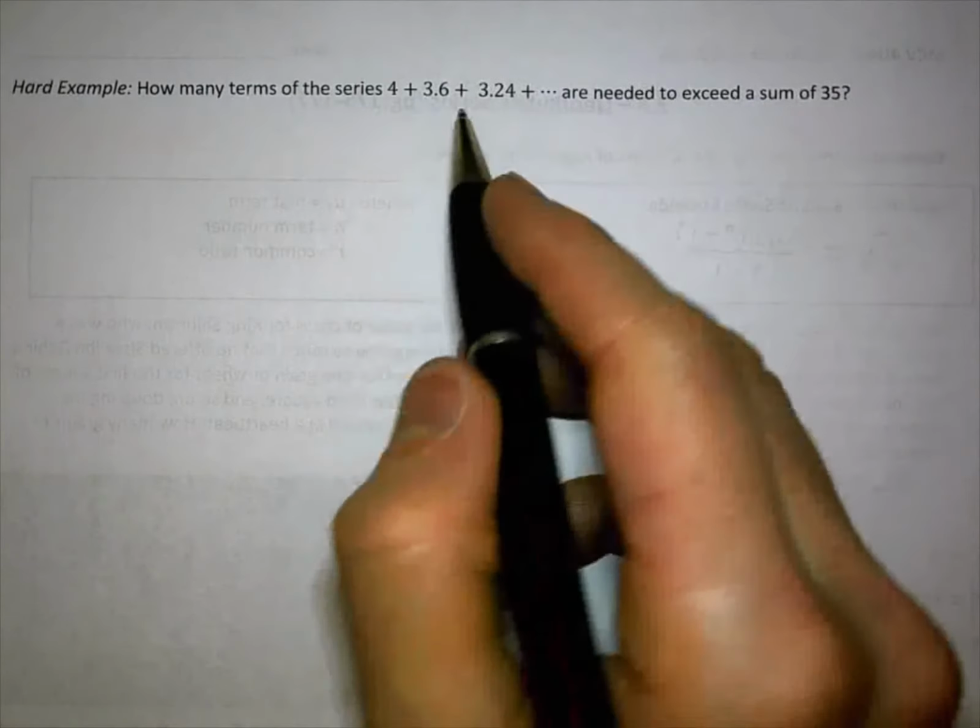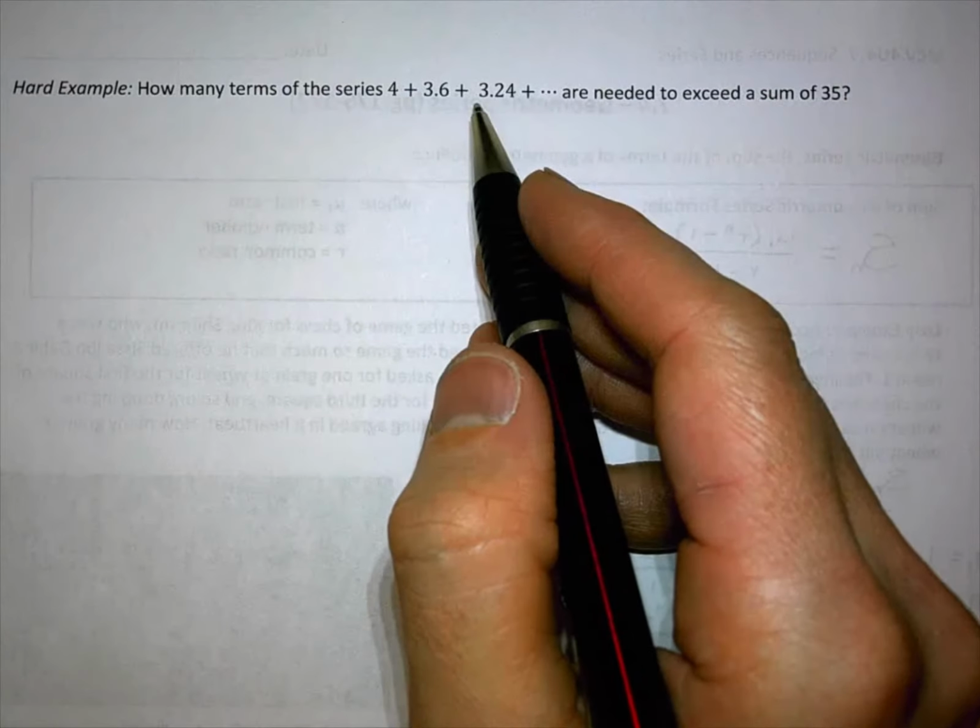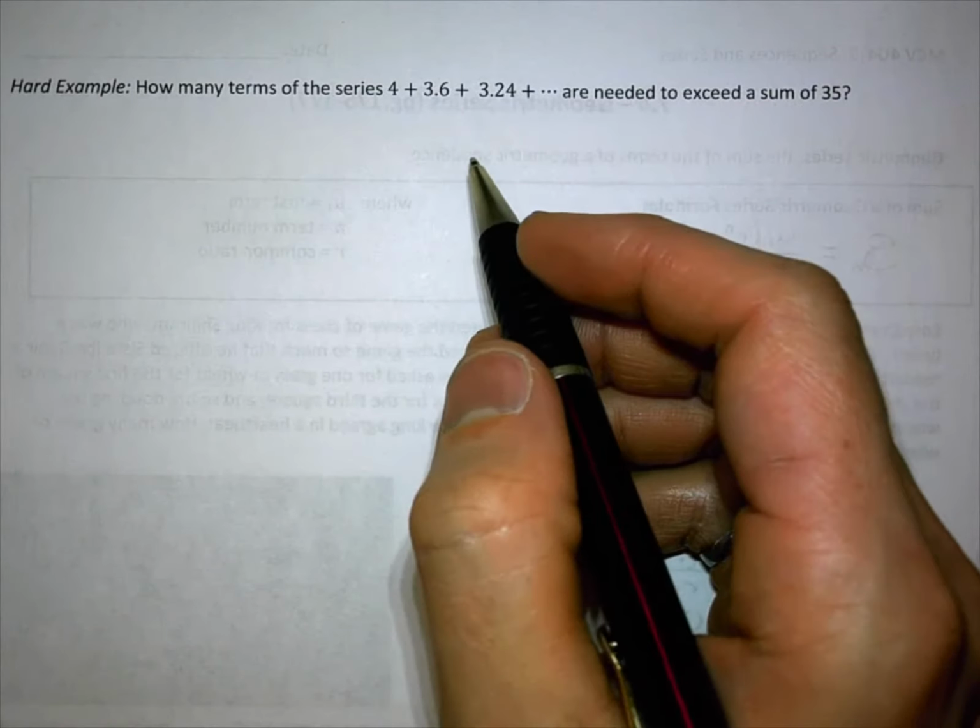Let's turn the page and do one more. We'll call it the difficult example, the hard example. How many terms of this series are needed to exceed a sum of 35? So there's a lot to figure out there, a lot to digest.